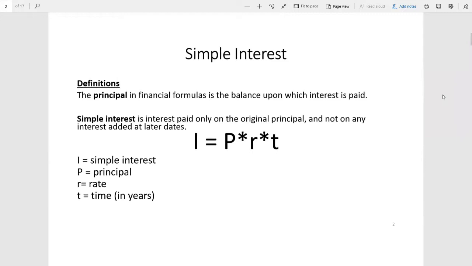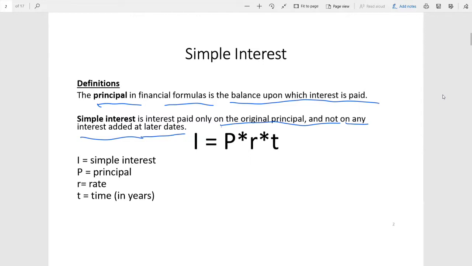We're first going to talk about simple interest. When we talk about simple interest, we want to talk about the principal in financial formulas as a balance upon which interest is paid. Okay, you might give the bank $1,000 and you might get a certain percentage per year. That would be called the principal. The simple interest is interest paid only on the original amount and not on any interest added at later dates.